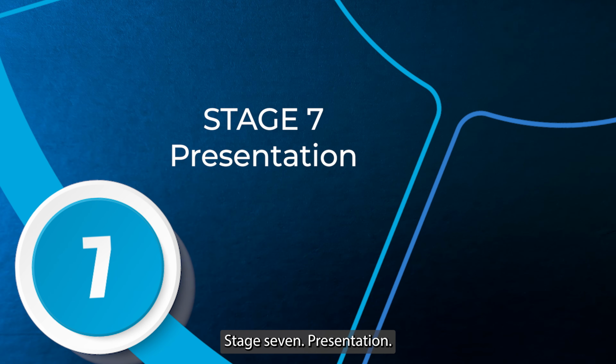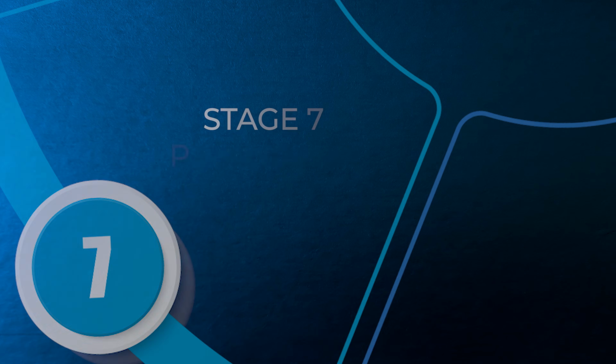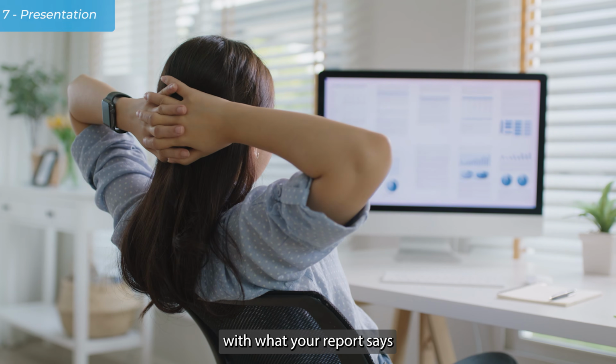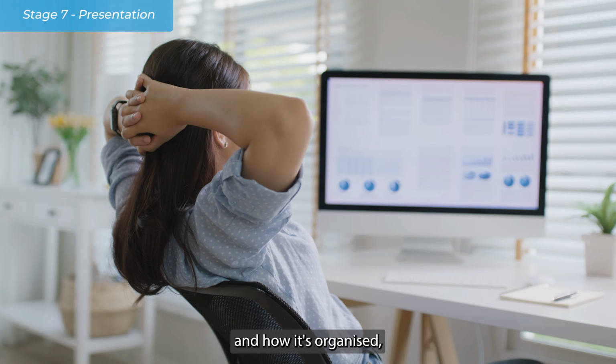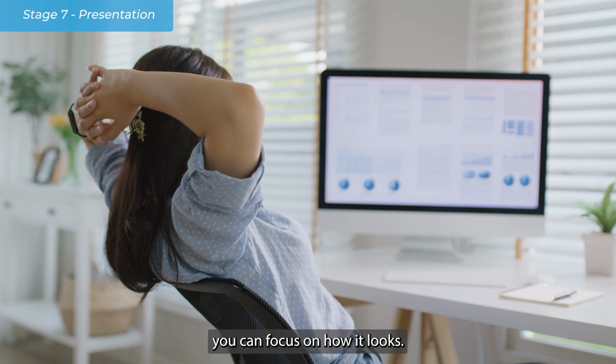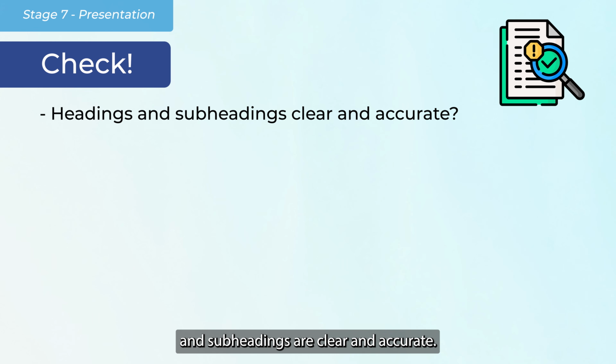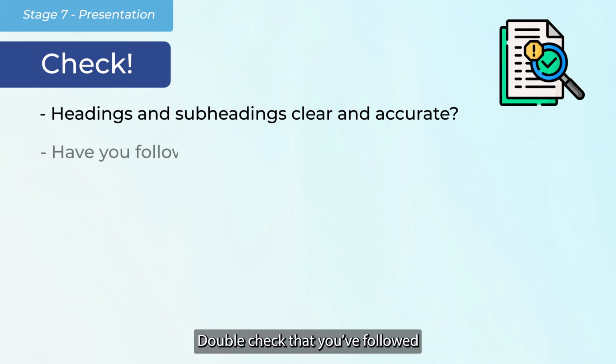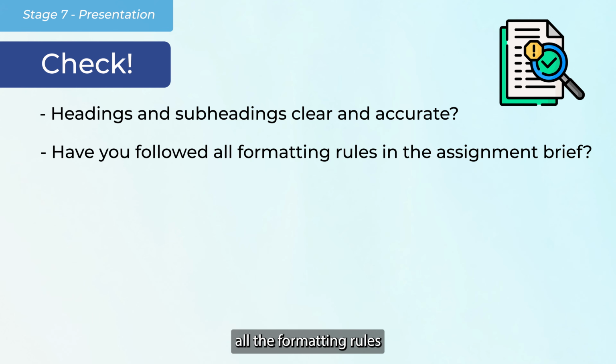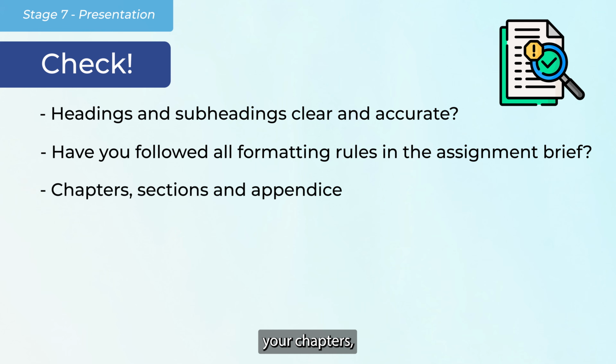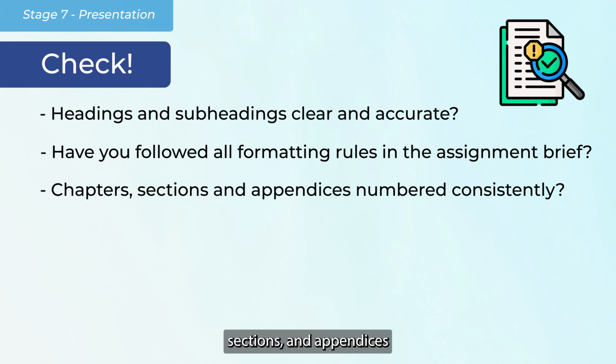Stage 7. Presentation. When you're happy with what your report says and how it's organized, you can focus on how it looks. Make sure all headings and subheadings are clear and accurate. Double check that you followed all the formatting rules in your assignment brief. Check that your chapters, sections, and appendices are numbered consistently.